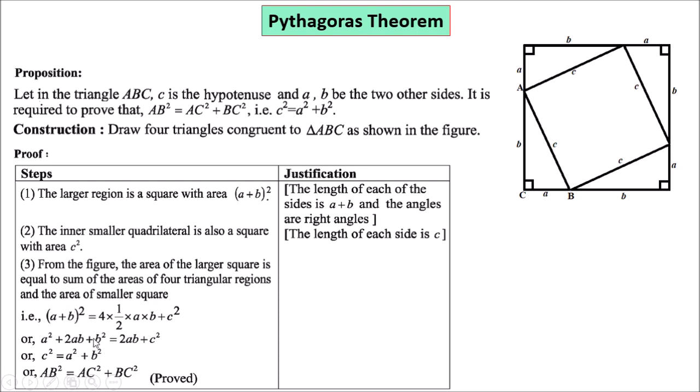The formula of the whole square is written here. If you simplify it, you will get 2ab plus c squared. Now if you calculate here, 2ab and 2ab are the same on both sides, so you can remove them and you will write c squared here and a squared plus b squared here. So what is c? You just replace it with the letters, as we set before: c for AB, a for AC, and b for BC. So AB squared equals AC squared plus BC squared, and it is proved.